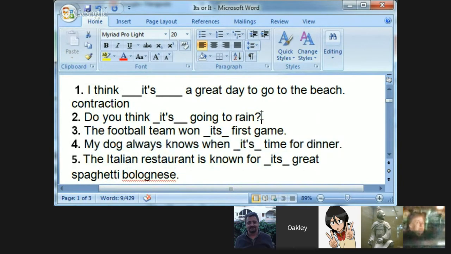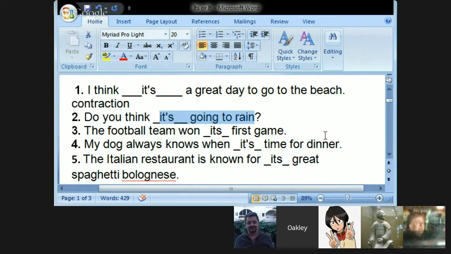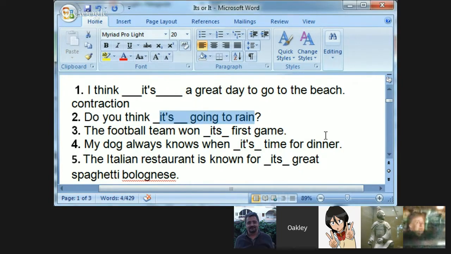How about this one, though? Vicente, what is the main verb here? Do you think it's going to rain? Is, I think. Think. Yes, it is. Very good. That was a trick question. Okay. All right. That is very good.